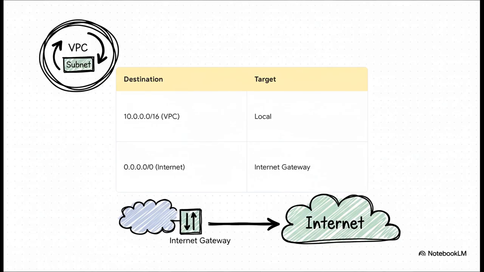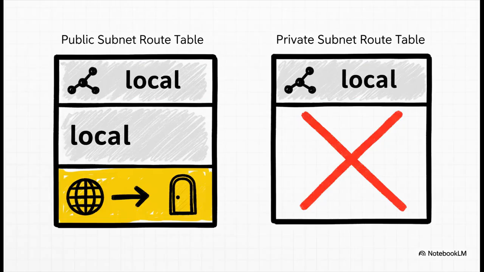That first line, the one with 10.0.0.16, that's just saying, hey, if you're trying to talk to someone else inside our own network, just stay here. It's the local traffic. But that second line, oh, that's the one that changes everything. Yep, that 0.0.0.0/0 route, that's the whole ballgame. That's just tech speak for literally anywhere else on the entire internet.